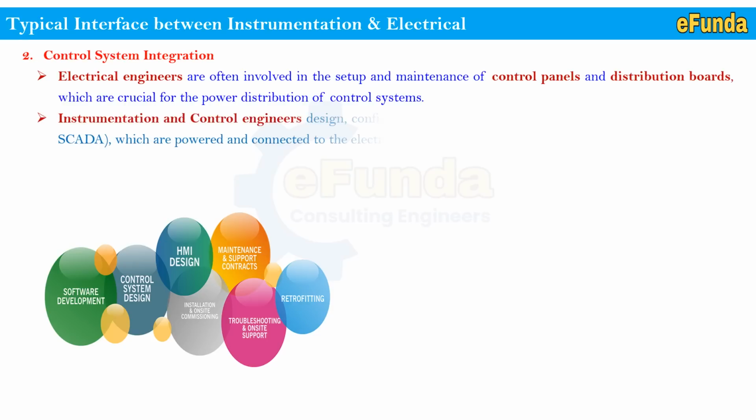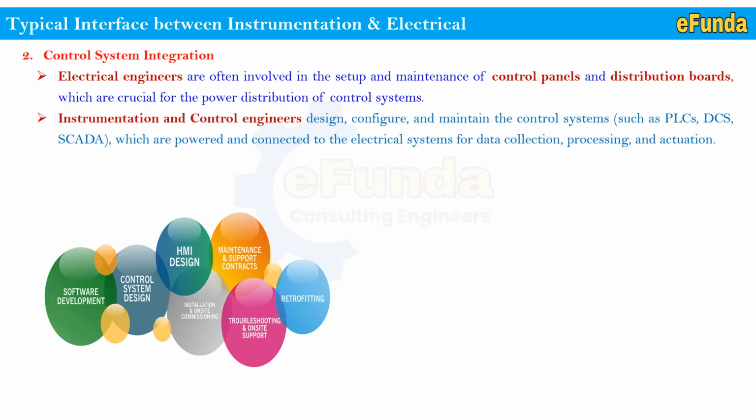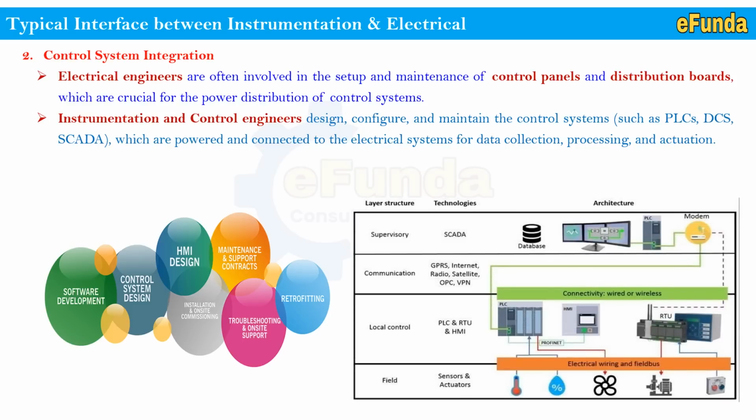Second, instrumentation and control engineers design, configure and maintain the control systems such as PLCs, DCS, SCADA systems, which are powered and connected to the electrical systems for data collection, processing and actuation. One can refer to the layer structure and the technology being used shown in the architecture figure, starting from the field, then going to the local panel where PLC, RTU and HMIs are connected. Then the communication is done through GPRS, internet, radio, satellite, OPC and VPN, and further it is connected to the supervisory level where the technology is SCADA, where the database and the modem are used as an architectural part for the interface or integration of the control system.